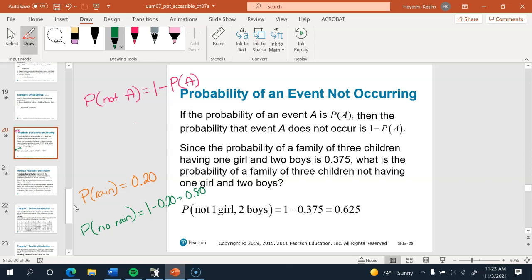It's the opposite of it. It's the rest of it that makes it add up to 1. So you might notice that whenever you add up a probability and the probability of its opposite, they add up to 1. That's a result of this 1 minus part right here.